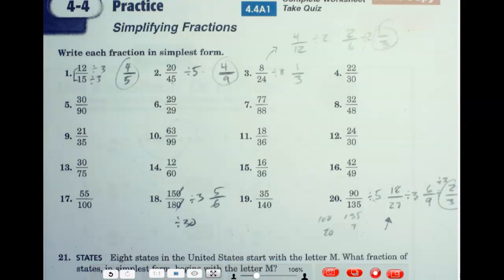So go ahead and work through these. They're going to be a little bit tough if you don't have those basic facts down. The word problems, I'll look at a couple of those. They're really, really simple.